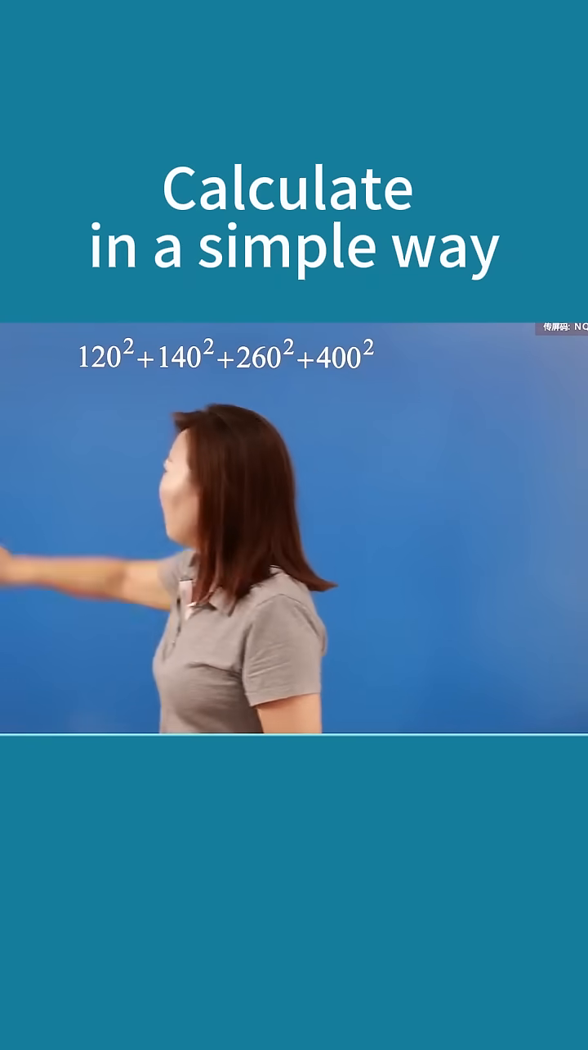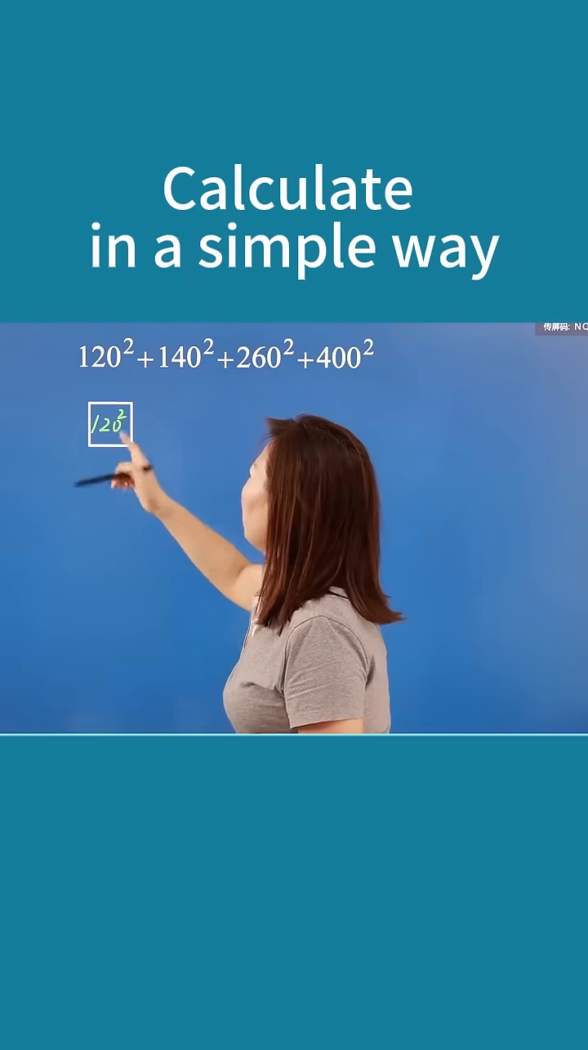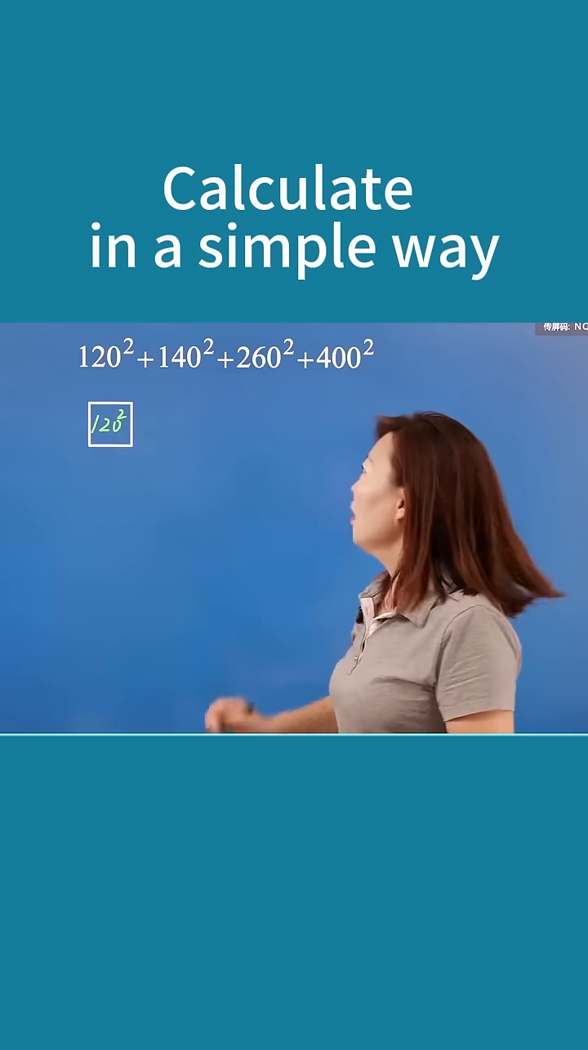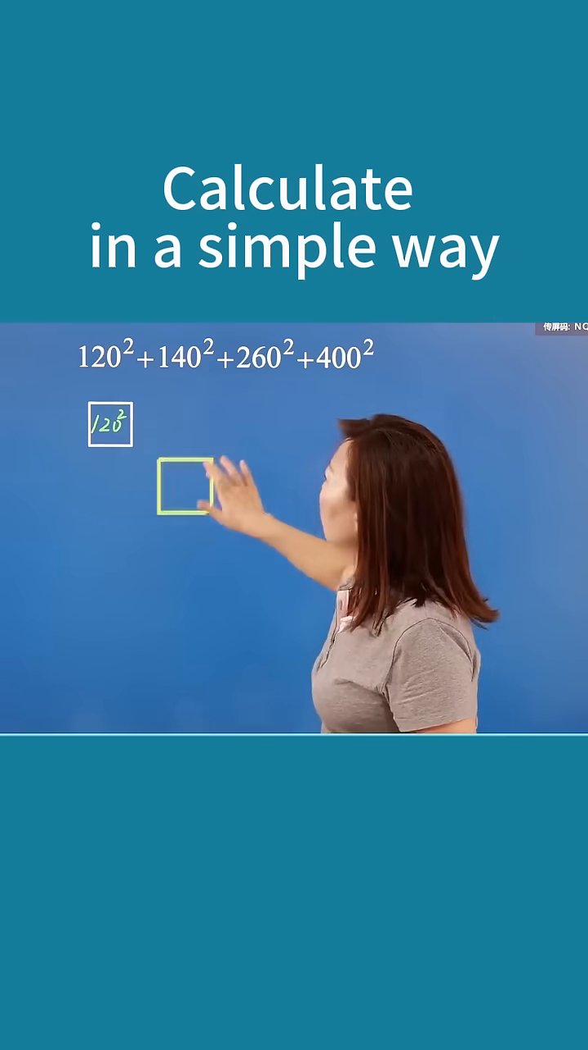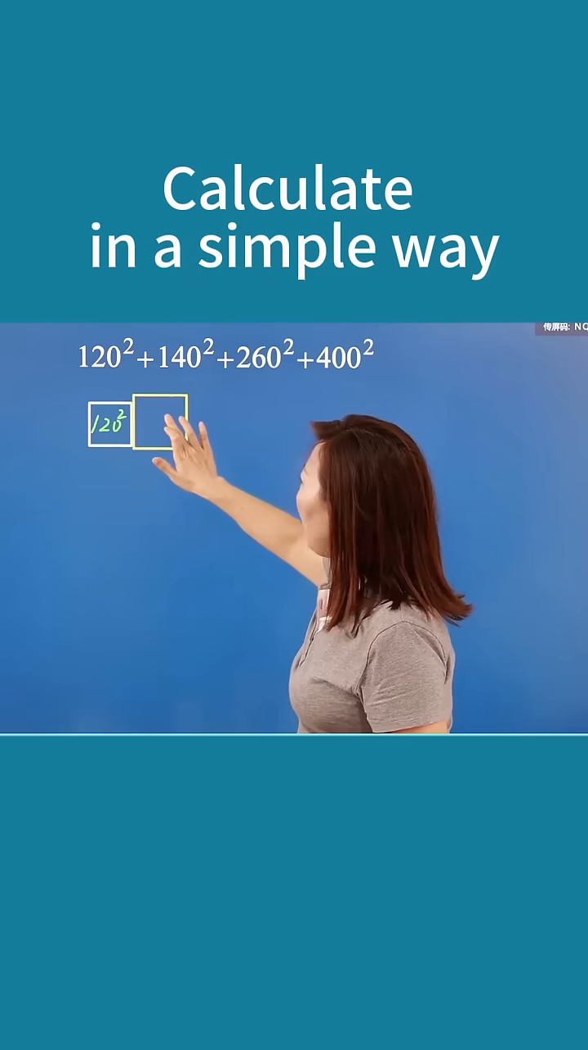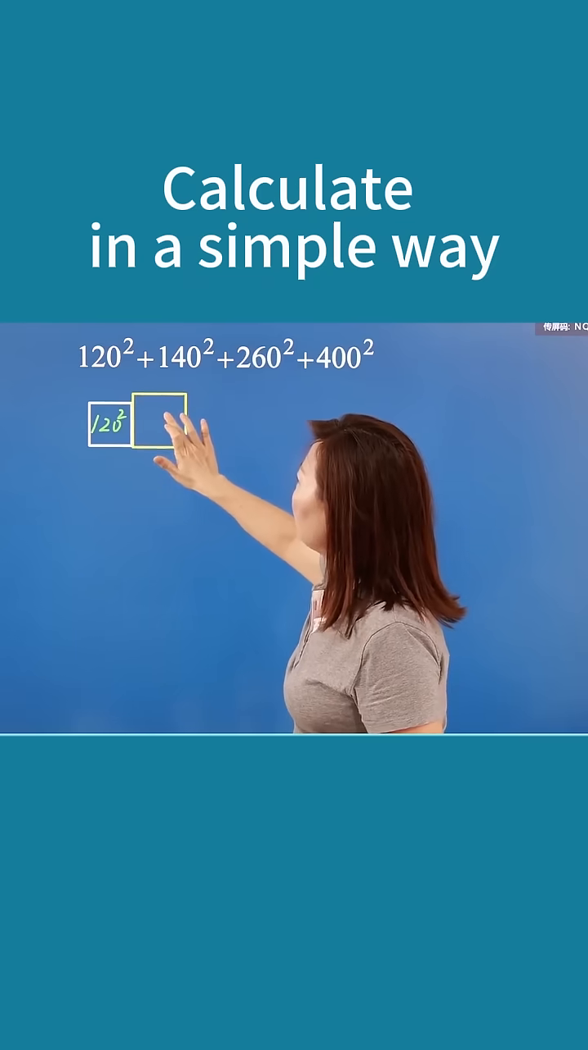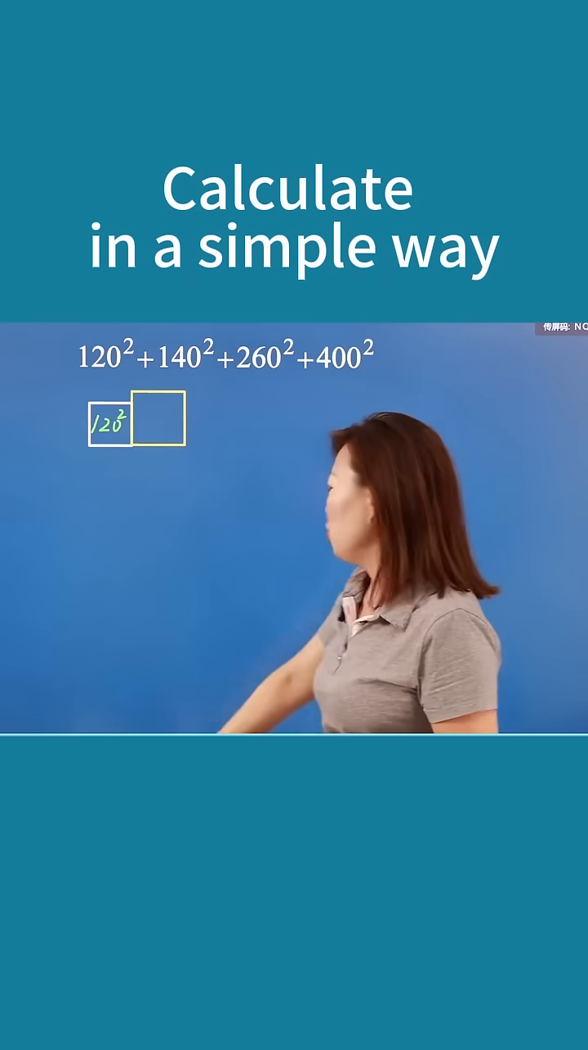The square of the side length 120 is equivalent to the area of this square. All right, by the same logic, let's look at 140. We'll use this square, and since they are being added together, we'll just place them side by side, the sum of the areas of the two squares.